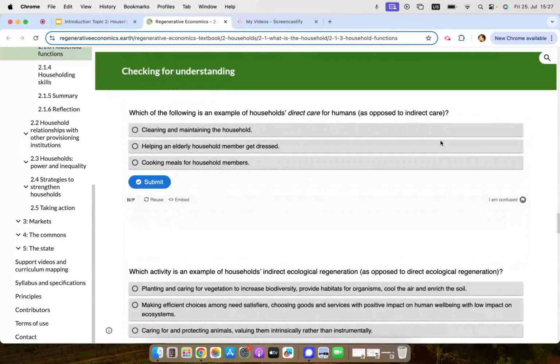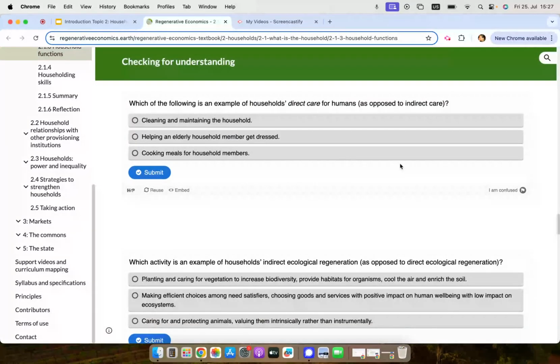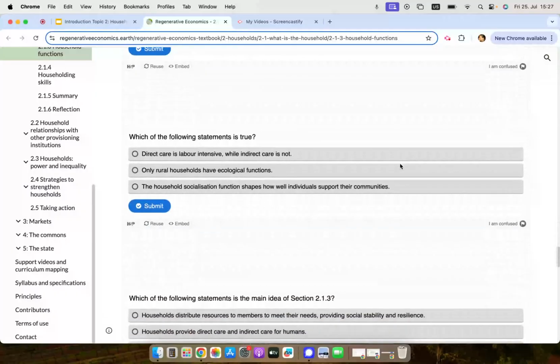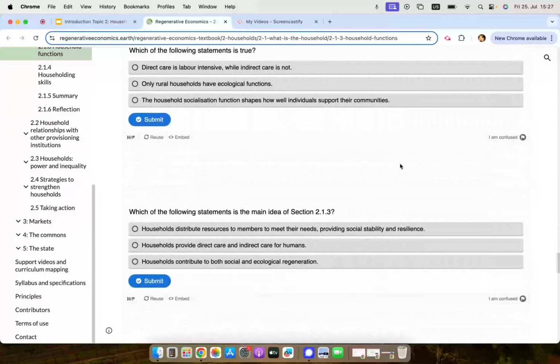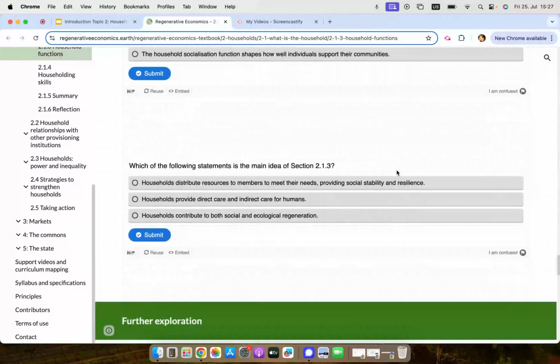After the activity, we have checking for understanding questions. These are usually 5 questions that are auto-marked, so students can do these on their own, for example, if they're doing a pre-reading at home or something like it.